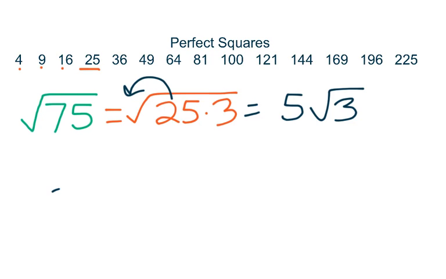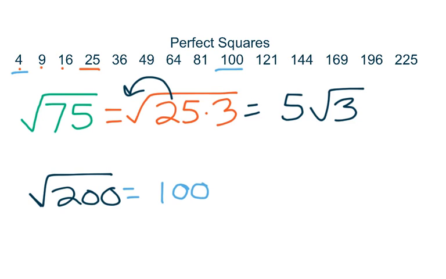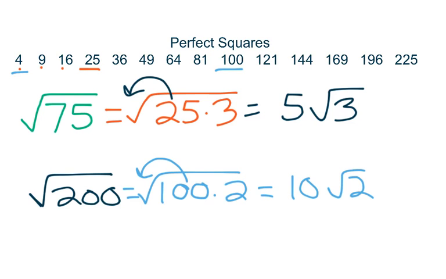So if I were to give you the square root of 200, notice 4 is a perfect square, and it is a factor of 200. But the question is, is it the largest perfect square? Again, you could do the factor tree, sure, or you can just find the largest factor. So in this case, 100 would be the largest factor that's a perfect square. So 100 times 2, and you take the square root of 100, which gives you 10 root 2.